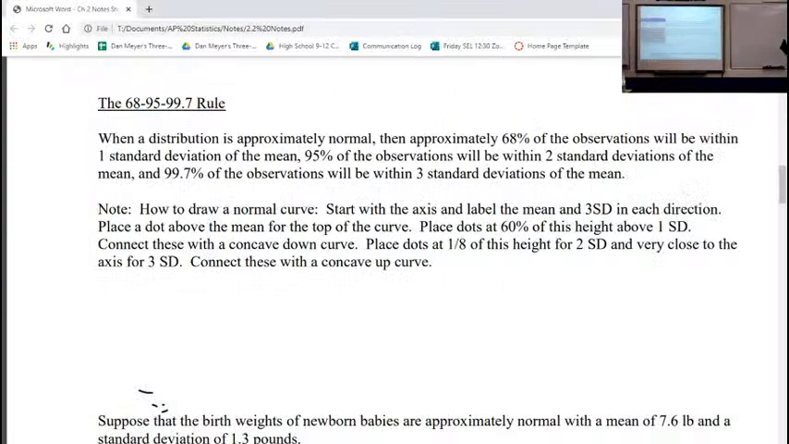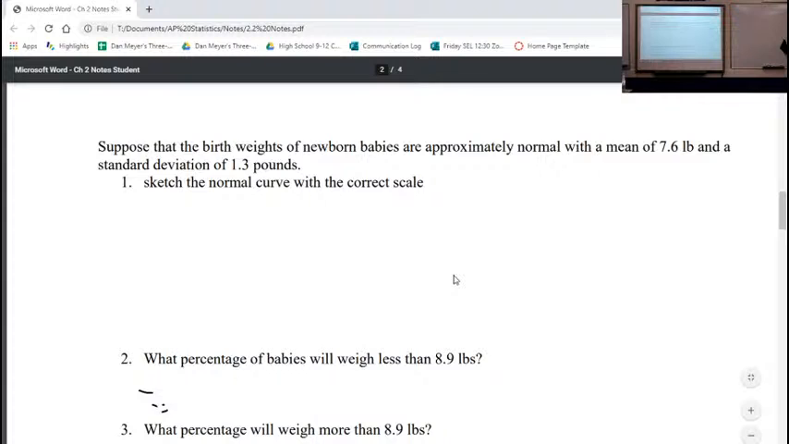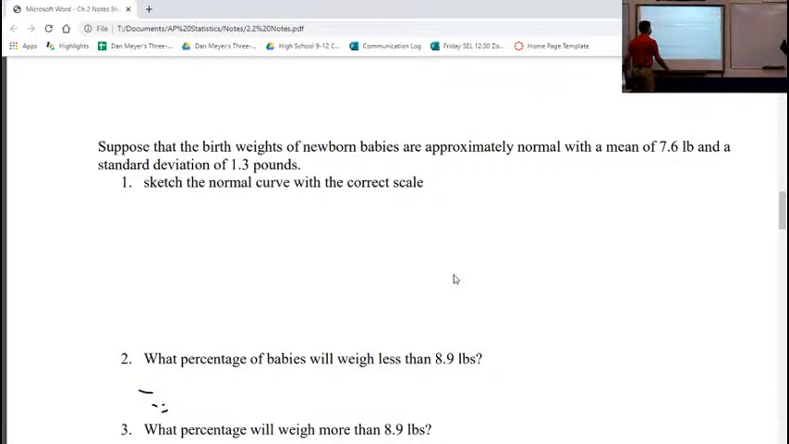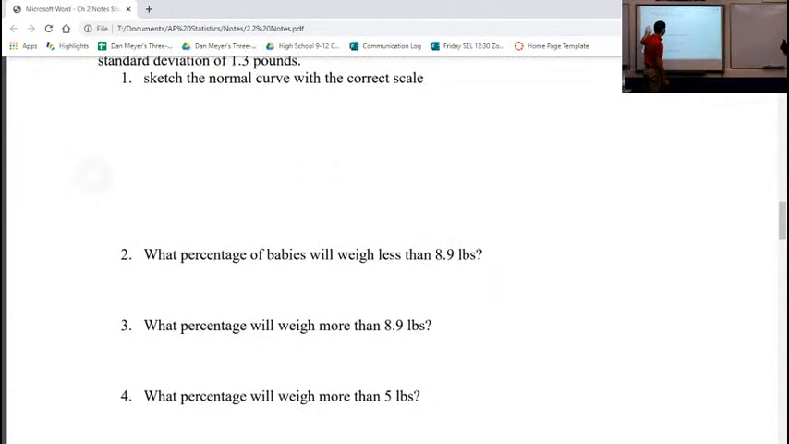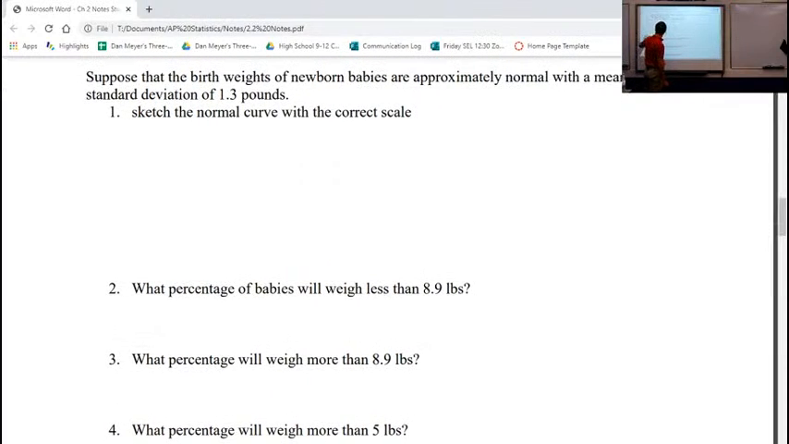All right, let's show some examples here. Okay, let me draw a picture. Can I give myself more space? A little bit. All right. Suppose that birth weights of newborn babies are approximately normal with a mean of 7.6 and a standard deviation of 1.3. So the first thing I want you to do, if you haven't done it already, is try and sketch the normal curve and label the scale that you would use.